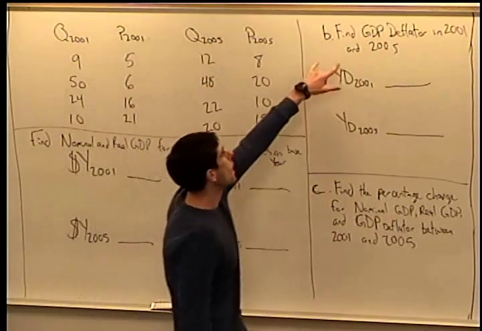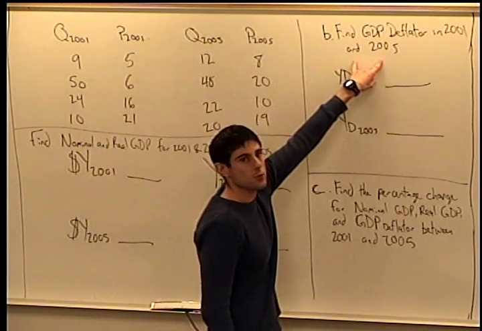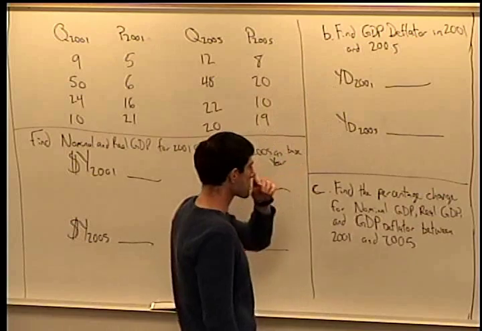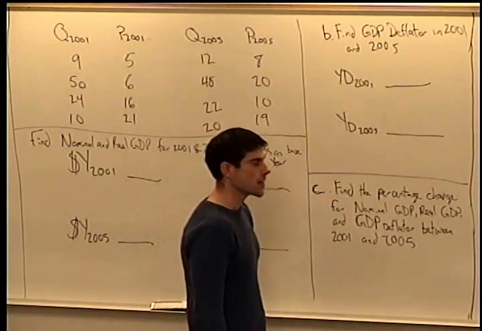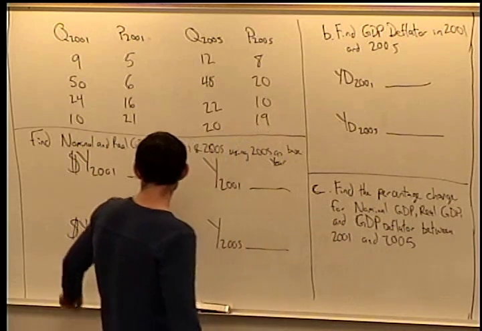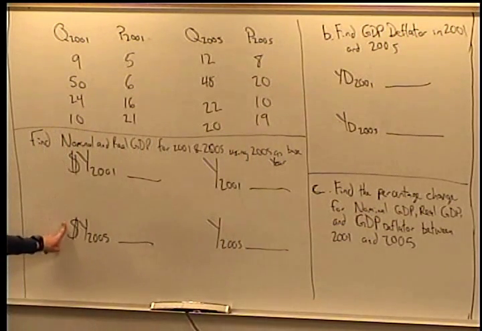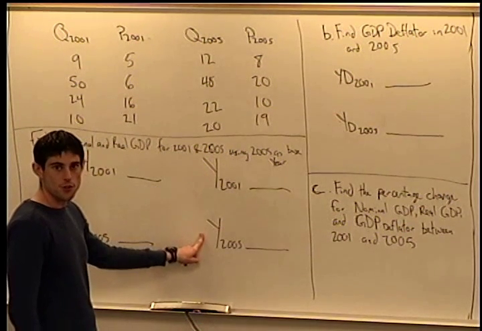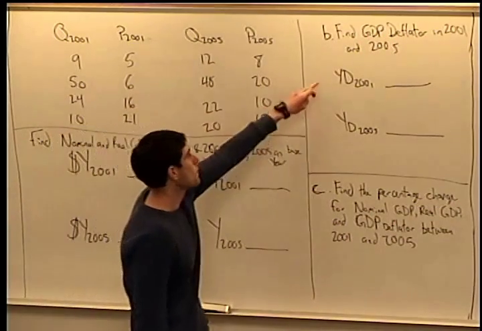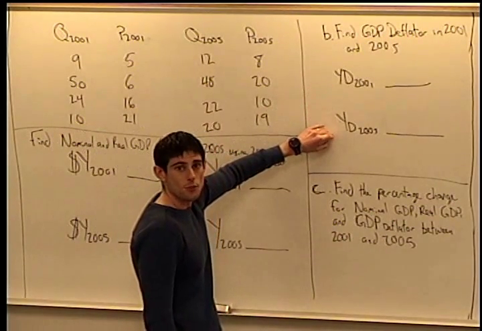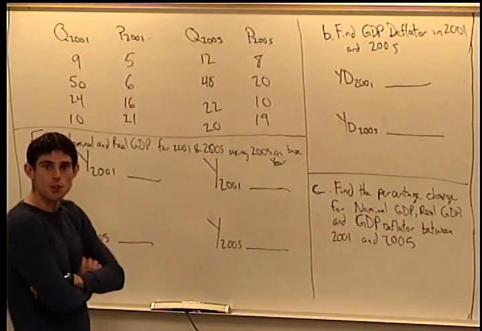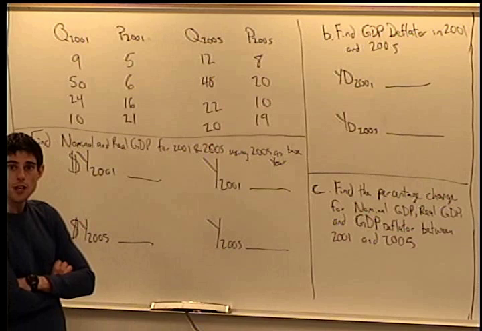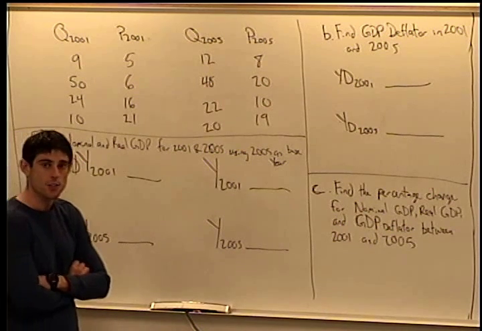Part B, I want you to find the GDP deflator in 2001 and 2005. So fill in these numbers for me. And then lastly, for part C, find the percentage change in all three. So I want to know how much did nominal GDP grow by between 2001 and 2005? How much did real GDP grow by between 2001 and 2005? And how much did prices change between 2001 and 2005? So go ahead and fill these in. So pause the video, and when you're finished, go ahead and hit play, and we'll go through the answers.